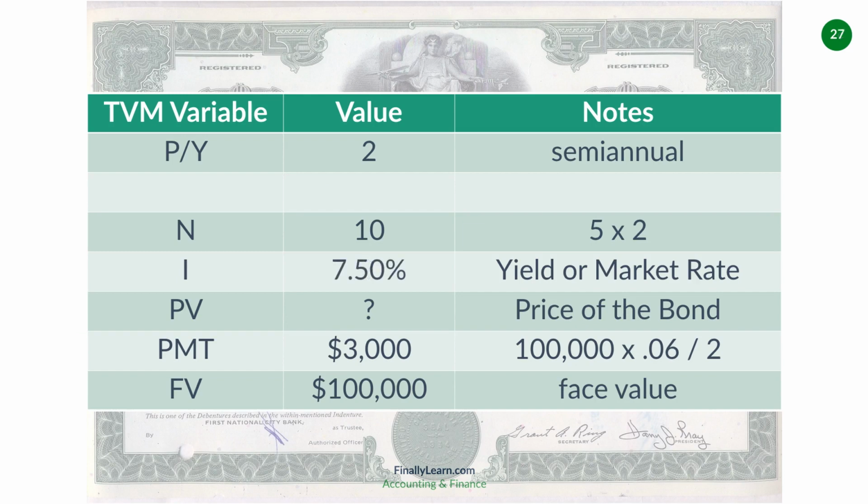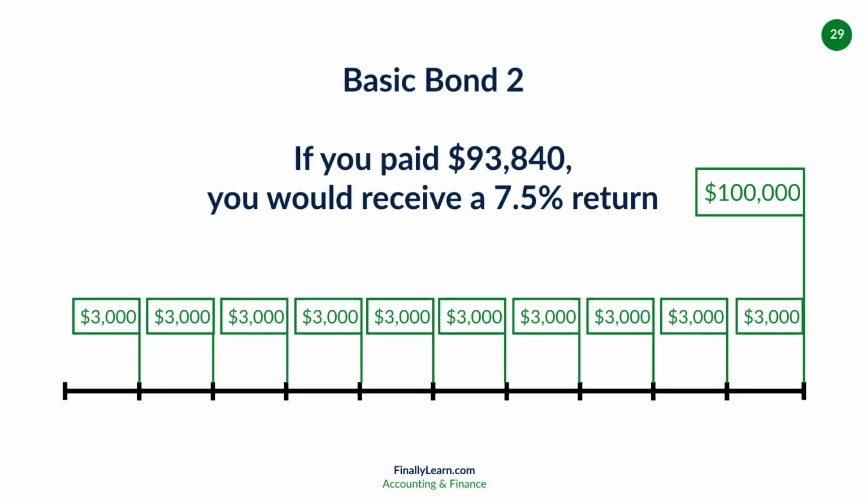If you put in 7.5%, then you calculate it to be $93,840. So if you wanted a 7.5% rate of return, you'd have to pay $93,840. Or really, the yield in the market is 7.5%. So therefore, this bond would be discounted down to $93,840. If you paid $93,840, you received a 7.5% rate of return because you received all these payments just like before.